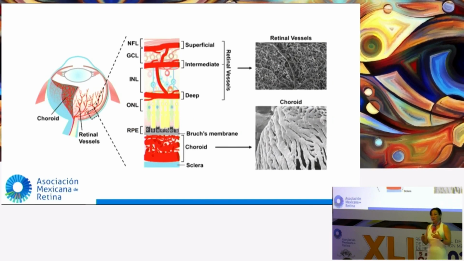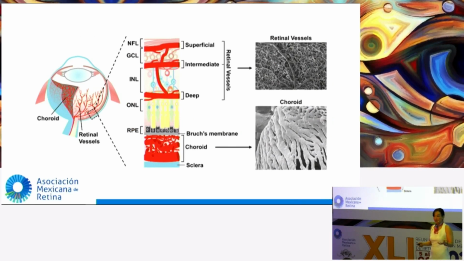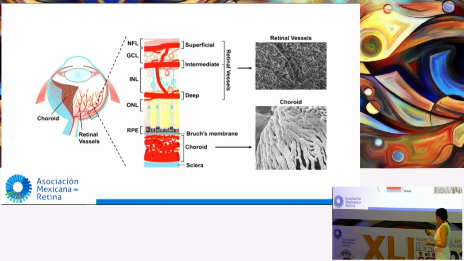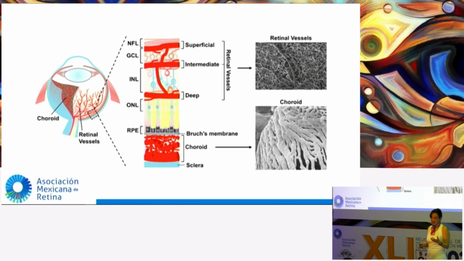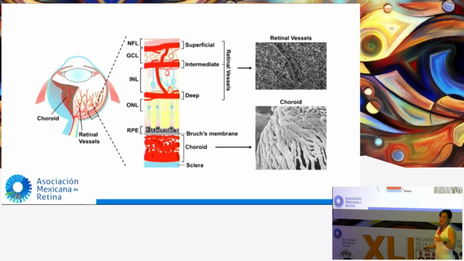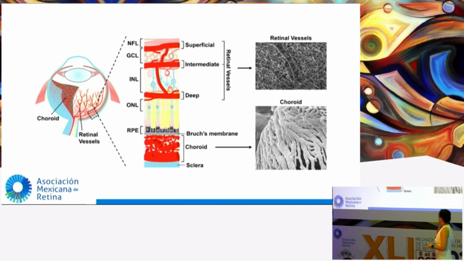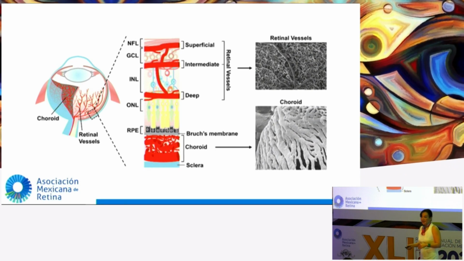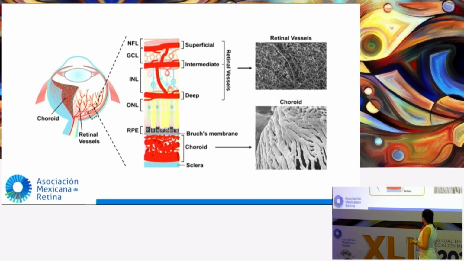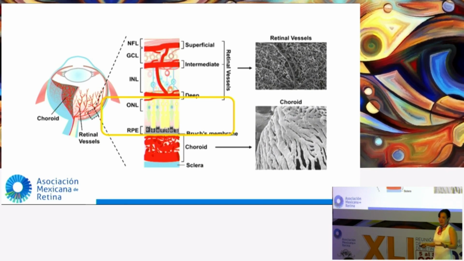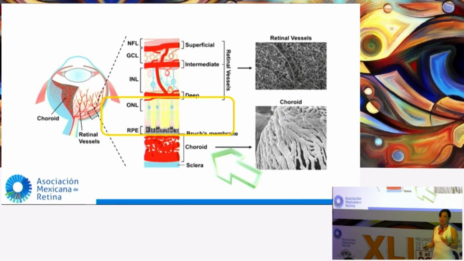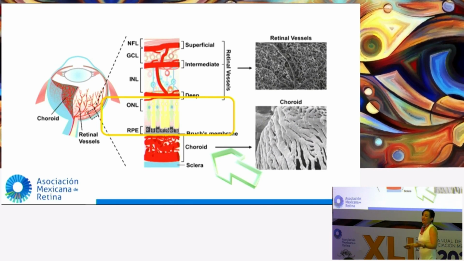So, if we are asked to describe the retinal vasculature, then I should say that retinal vessels will be divided into the superficial plexus running below the nervous fibers, the intermediate one running below the ganglion cells, and the deep one below the internal nuclear layer. And what comes next is an avascular zone. We know that choroidal vessels supply blood to this.